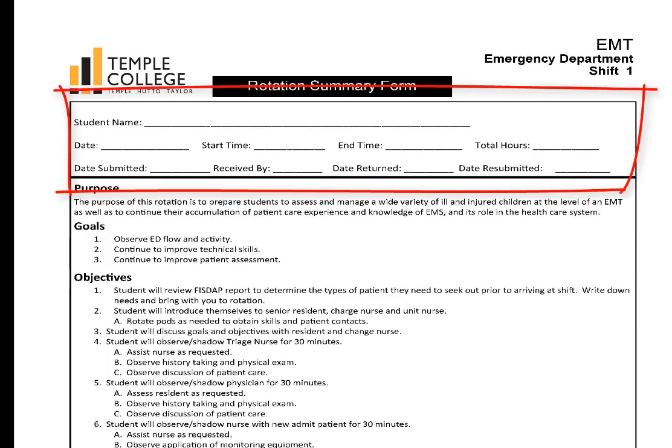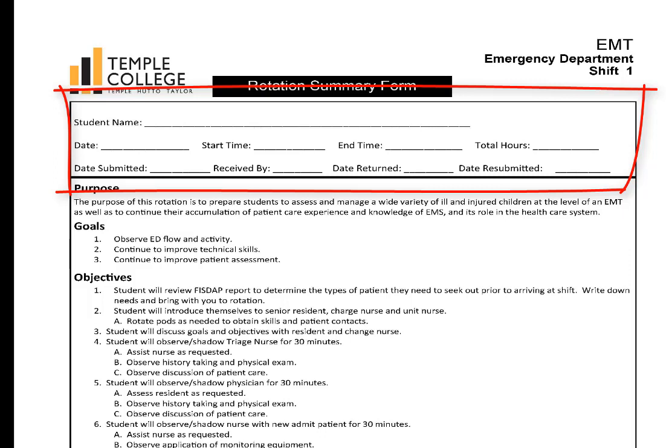So at the very top of this form is the biographical data. So there's your place to put your name, the date of the rotation, the actual start time that you started your rotation, and then the actual end time. So if you stayed late, then you can just mark what time you left. If you left early, you also need to indicate that. And then just calculate out the total hours in the next spot.